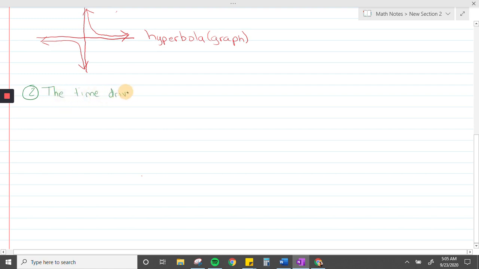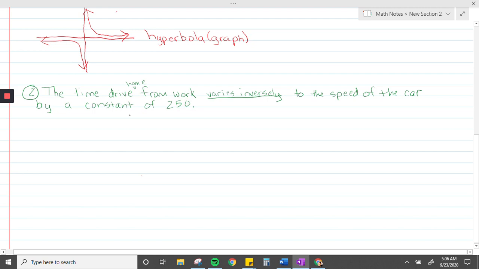The time to drive home from work varies inversely to the speed of the car, by a constant of 250. So this time we have a little bit of a word problem here.